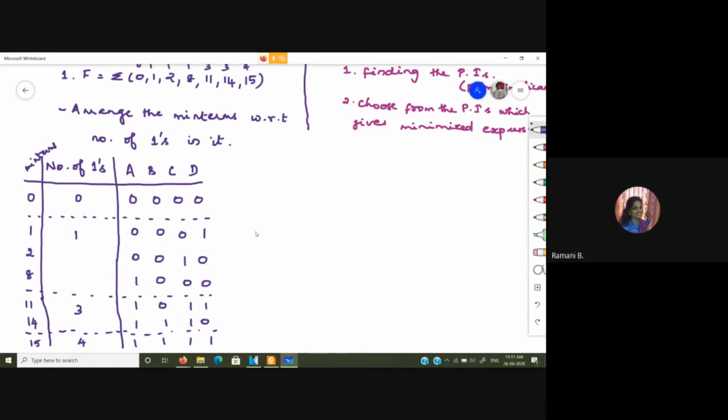Now here also we will be looking for adjacency only. For that purpose, we need to compare each of the minterms with the minterms in the next group. That is, you will be comparing the 0 with all the minterms in the group with one number of ones, and similarly the group with one number of ones with the group with two number of ones. However, here we are not having it, so we won't be grouping that. So this is our step 1.